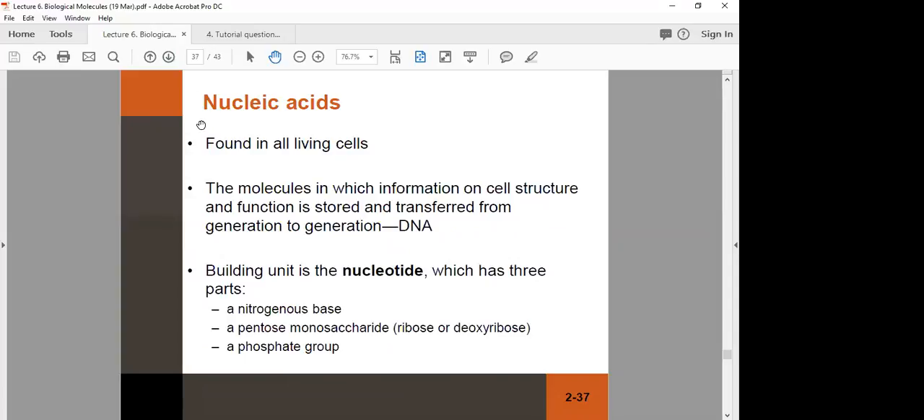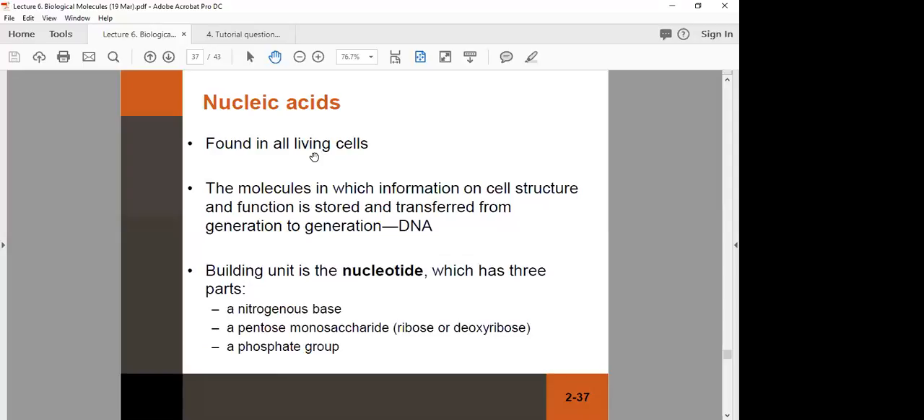All right, our final group of biological macromolecules are the nucleic acids. And remember we said at the beginning of this lecture, the two major types of nucleic acids are DNA and RNA. Nucleic acids are found in all living cells. This is part of what defines a cell as being a living structure.